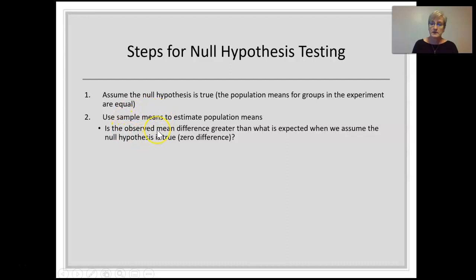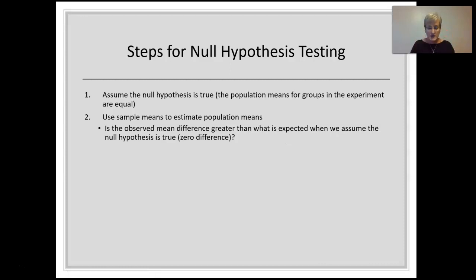We're going to use the sample means. So I take the mean dangerousness ratings for my experimental and control groups. I'm going to use those means to make a guess, to make an estimate of what the population values might be. For the observed mean, meaning the scores on the scales that I actually collected from my participants, I'm going to ask the question, are these observed mean differences across the groups greater than what we would have expected if we saw the null hypothesis to be true?